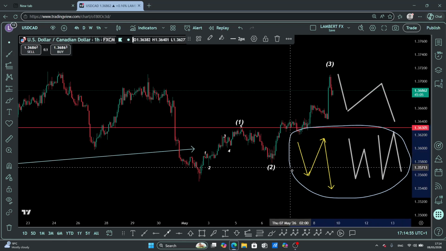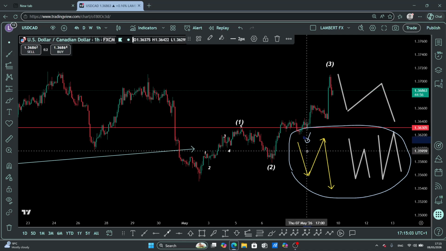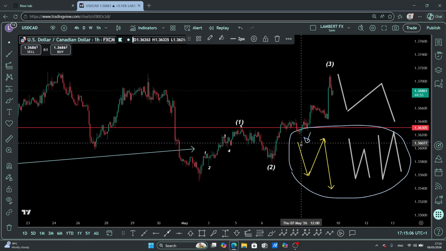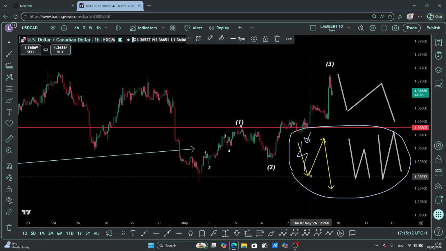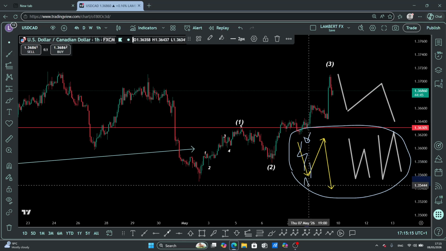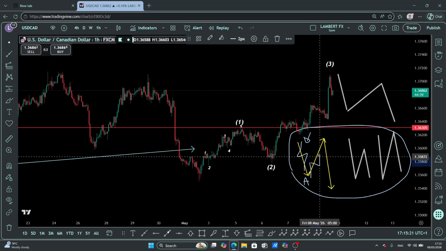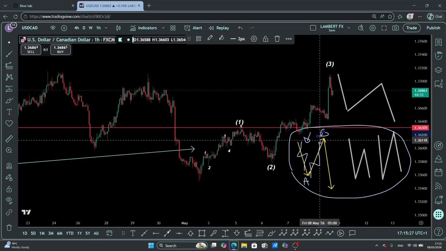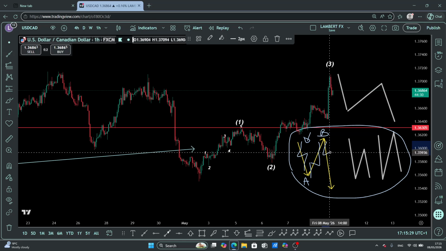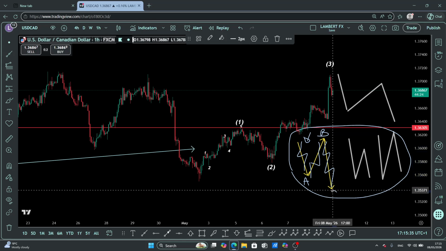The first one to my left, this one right here, is called an expanded flat, because right here we have a 1, a 2, and a 3 leg down. So this would be your A. And then your B would be another A, B, C, so a 3 leg up for your B. And then this C leg has to be a 5 leg down: 1, 2, 3, 4, 5 leg down. And this will be your C.